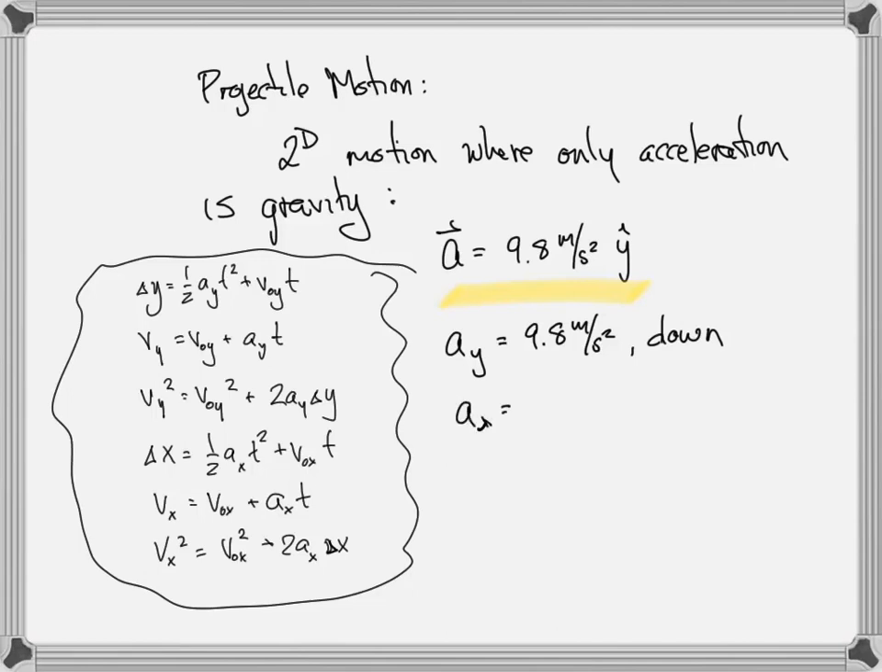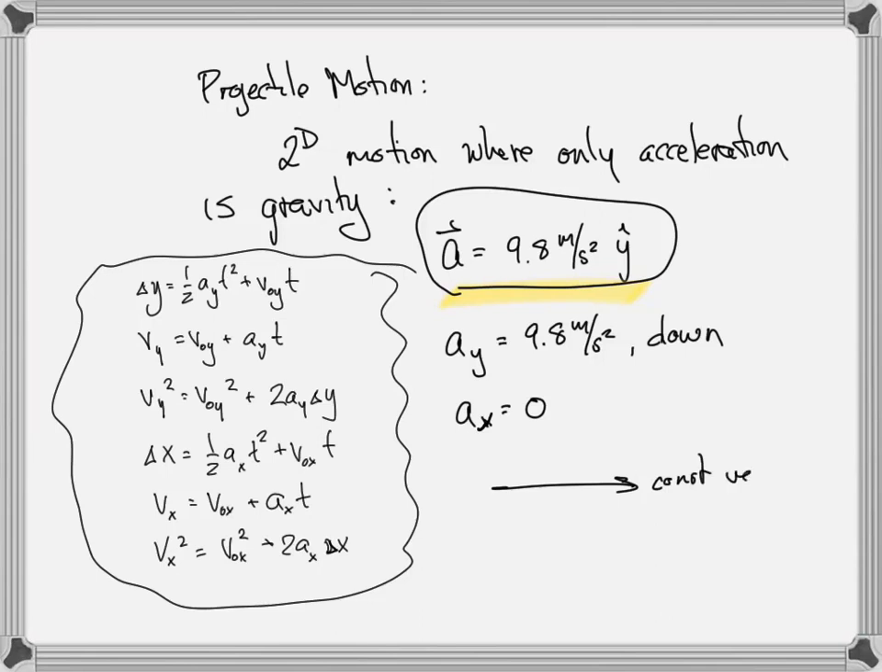And a sub x is equal to what? What's a sub x equal to? Look at the acceleration. What's a sub x? 0. There is no acceleration in the horizontal direction. So what happens when you throw something horizontally in projectile motion? If gravity is the only thing affecting you, if you throw something horizontally, sure, it falls and accelerates downwards at 9.8 meters per second squared, but in the horizontal direction, it's moving at constant velocity. It only accelerates downwards.